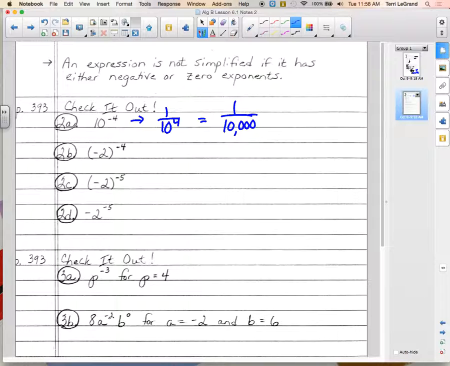Number 2B, we have negative 2, because it's in parentheses, so we know that's our base, negative 2, being raised to the negative 4 power. What would be my first step? How would I write that first? Isaac? That'd be negative 2 times negative 2 times negative 2 times negative 2. Oh, we don't want to write that much. Trey? What do you do? Come on, let's go, we got this.